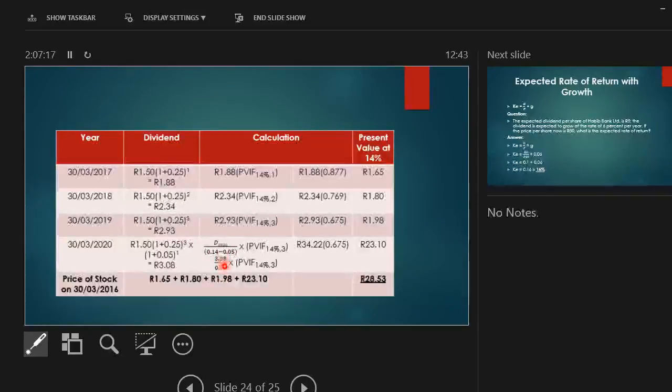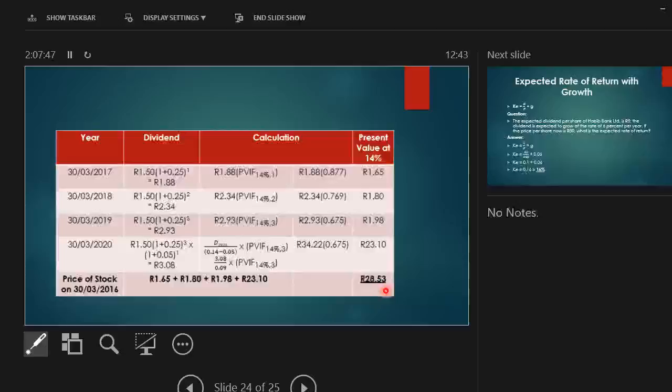I apply the present value factor. Remember, the present value factor that we have here and here are the same. Yes, for year 4 I use the same as year 3. So it will be 34.22 multiplied by 0.675, and then I'll get 23.10. And then I just quickly add everything, and then I'll get my price of stock now at 28.53.